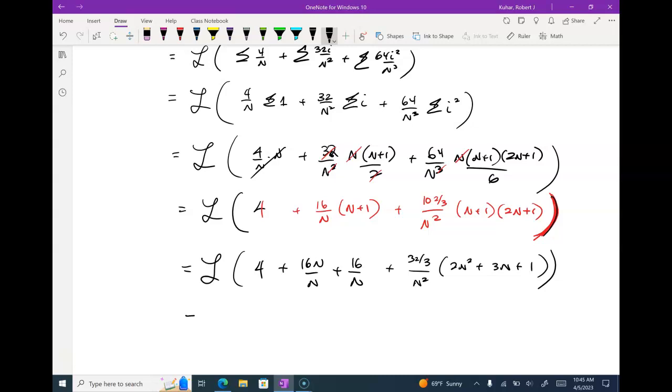And I'm still distributing here, but as I go, I can simplify a little bit more. And don't let me go too fast. I feel like my coffee's kicking in. If I'm going too fast, you can slow me down. So I get a 4 plus a 16, right? Do you agree? Those n's cancel. Plus a 16 over n. I get 64 over 3 times n squared over n squared plus 32n over n squared plus 32 thirds over n squared.